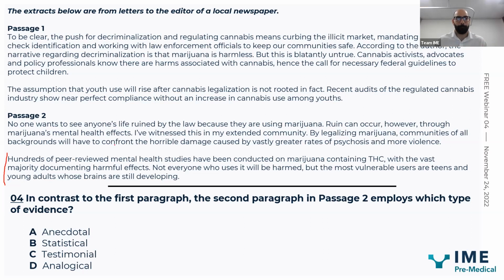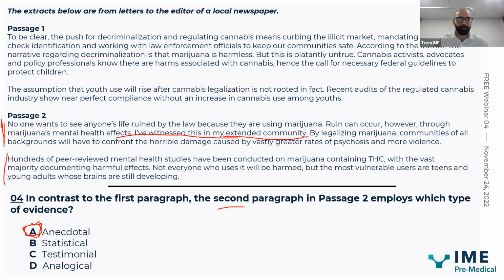Okay, so let's look at passage 2, paragraph 1. It says, "No one wants to see the life ruined by laws. Ruin can occur. I've witnessed in my extended community." So you can see clearly that paragraph 1 of passage 2 is anecdotal. But we're not asking for passage 1, we're asking for passage 2. So it's paragraph 2 of passage 2.